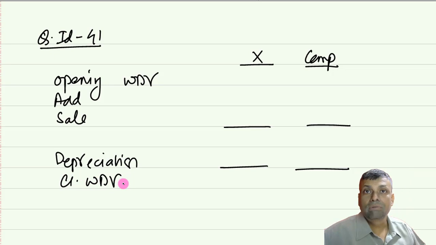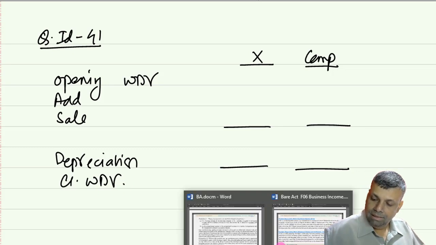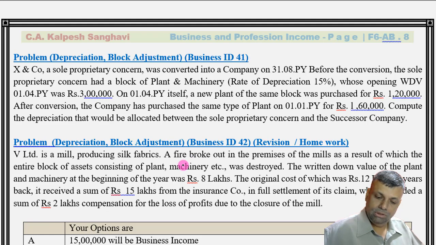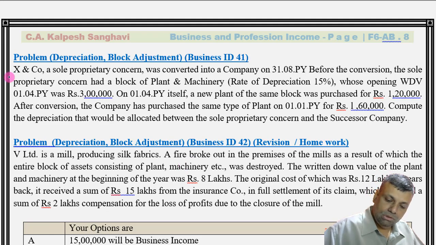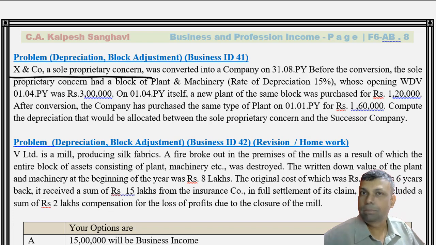Now, this is a situation of a succession of the business where the WDV of the block has not been transferred. So in this case, we have to divide the depreciation between these two entities because of the succession of the business. Let me check the data in the question now. X was a sole proprietary concern. Sole proprietor and proprietary concern are always one and the same, friends, so you can say Mr. X also; for explanation purposes, there is nothing wrong.